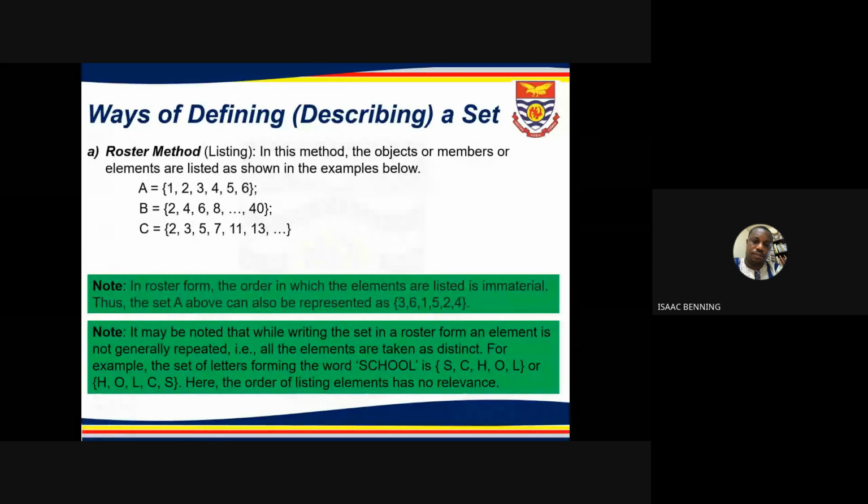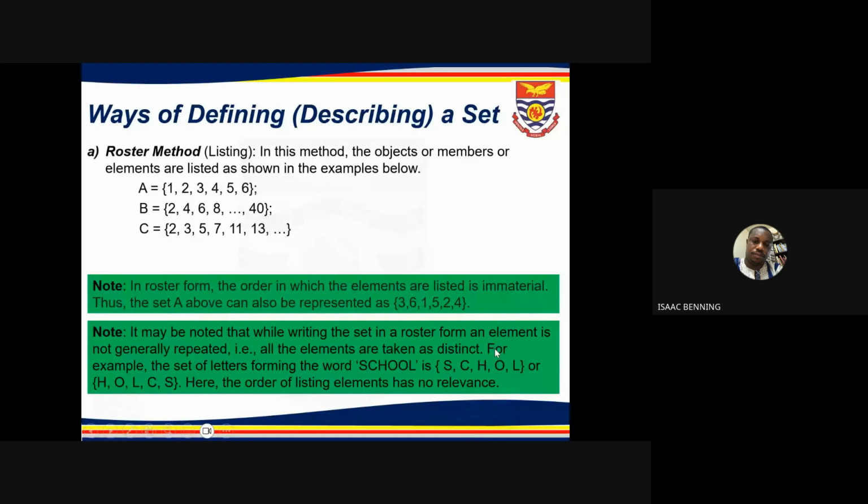There are some important facts that we need to note when we are describing a set using the roster method. In roster form, the order in which the elements are listed is immaterial. Thus, the set A above can also be represented as 3, 6, 1, 5, 2, 4. So the order doesn't matter, provided all the elements are listed in the set. Also note that while writing a set in roster form, an element is not generally repeated. All the elements are taken as distinct.